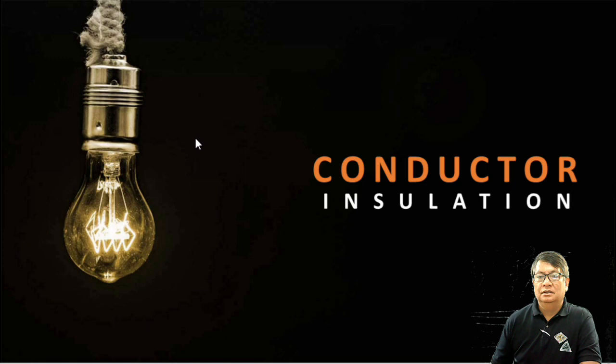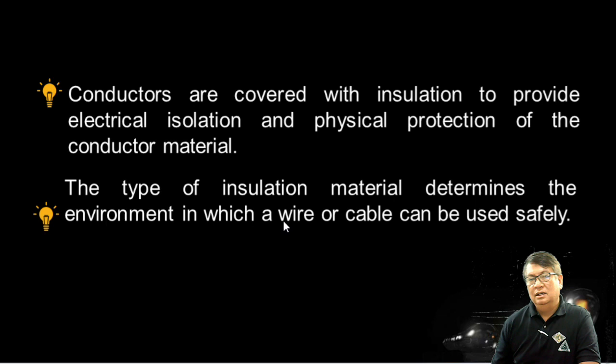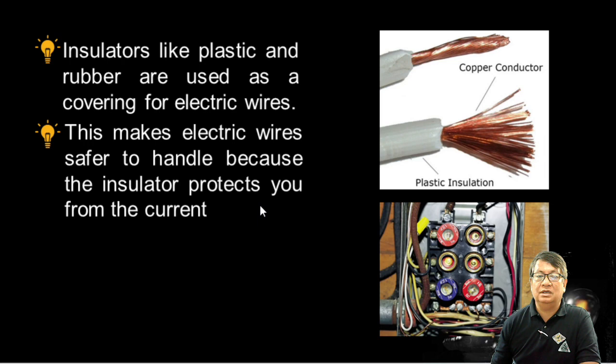Next, we have to discuss conductor insulations. Ito po yung material that will insulate, to provide electrical isolation and physical protection of the conductor material. The type of insulation material determines the environment in which a wire or cable can be used safely. So different types of insulation will be given later. Insulators like plastic and rubber are used as wire covering for electric wires. This makes electric wires safer to handle, because the insulator protects you from the current.